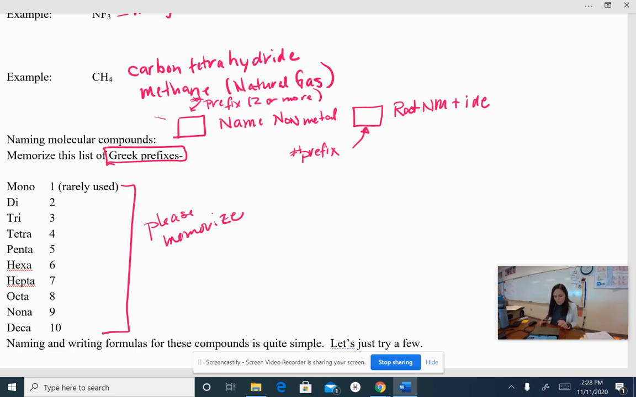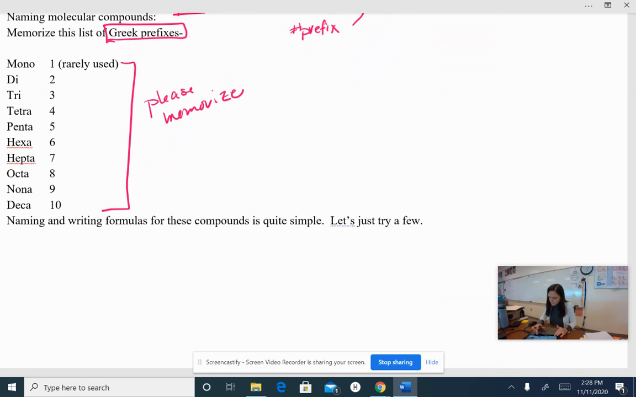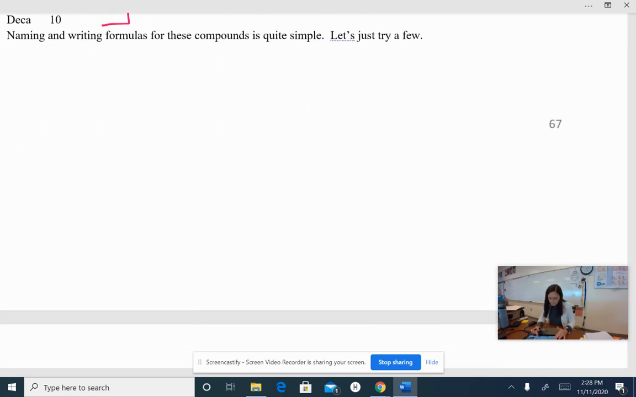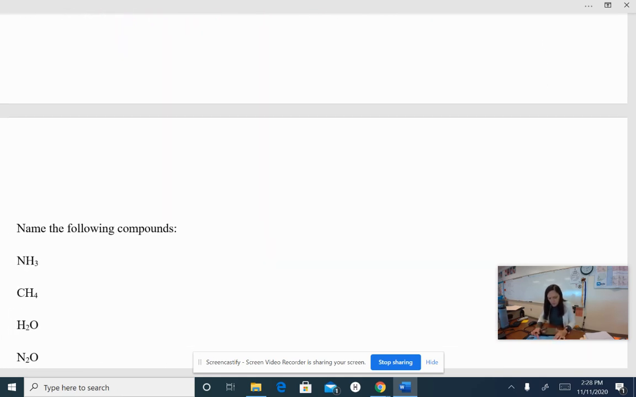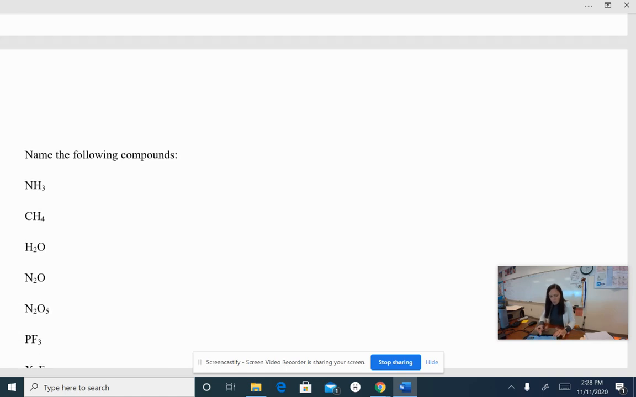Okay? We are going to name and write formulas for some of these compounds. It's pretty simple. Once you get the pattern, you'll be like, oh, I get this. It's not that hard. Okay, so we're going to try a few here. We're going to name the following compounds. We have one nitrogen. Now remember, when we have one of the first nonmetal, we do not put a mono here. We just name that first nonmetal.